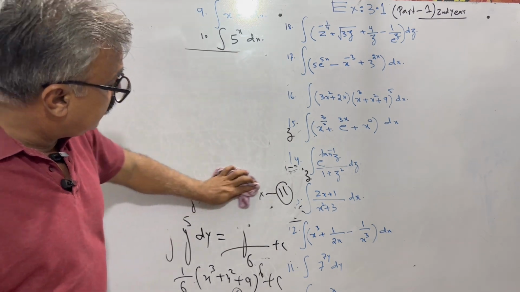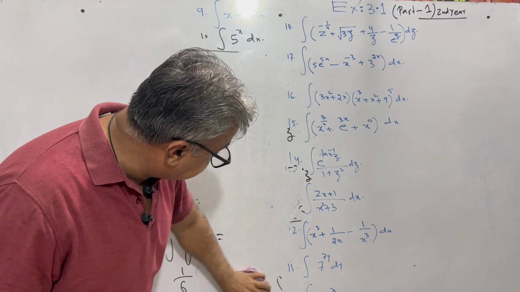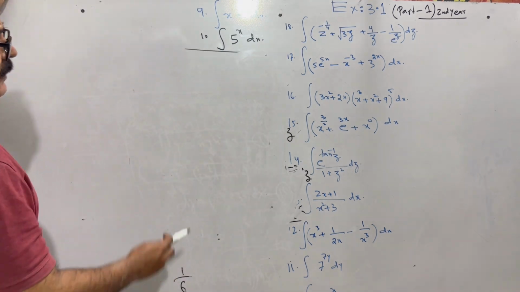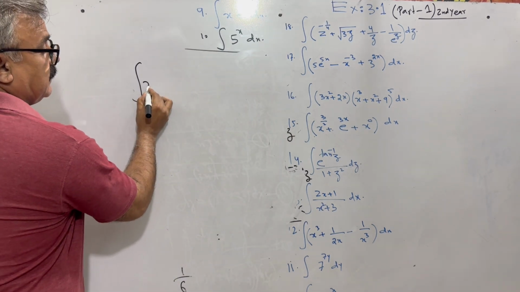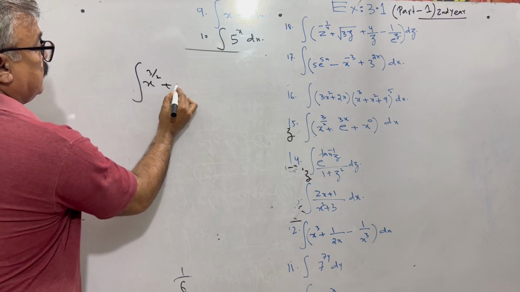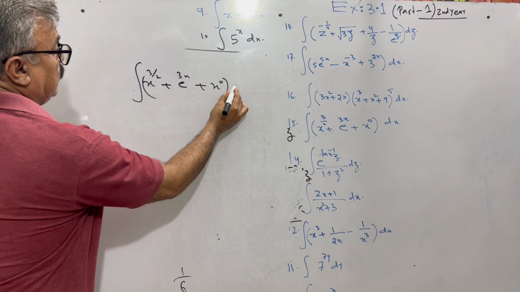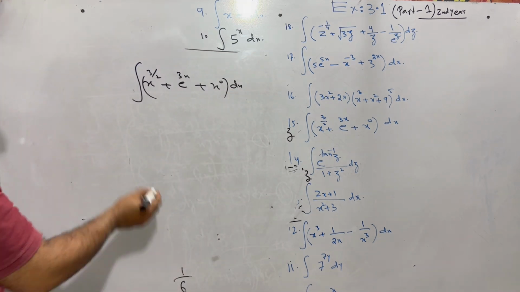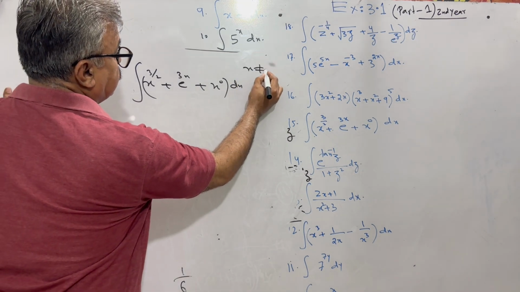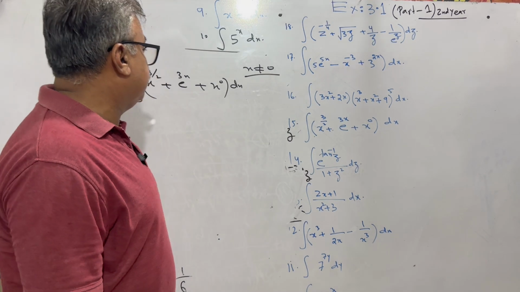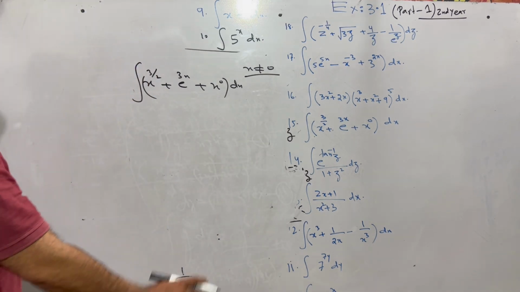Now they seem to you just tiny ones because we have done a great deal. Question 15, one is a simple one: integral of x raised 3 over 2 plus e raised 3x plus x raised 0 dx. Obviously, in our case, x does not equal 0. If x is equal to 0, then this term is nothing but a constant.